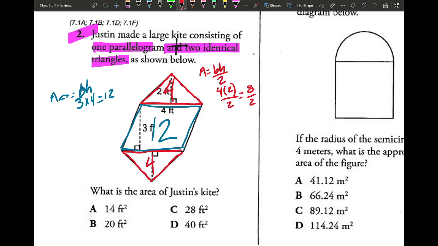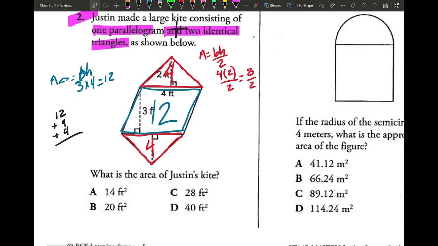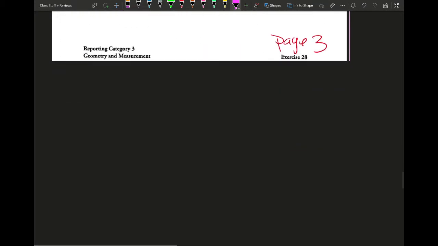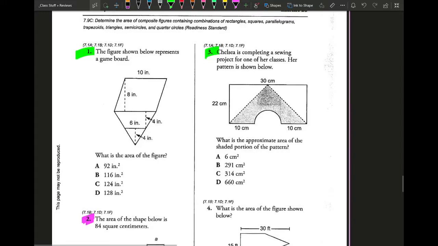Now, I can just add all the big numbers. 12 plus 4 plus 4. And that's going to give me what? 20, which is B. Boom, you're done. If you don't divide by half over there, it's going to give you one of those other answers right there. Make sure you always divide by half. Any questions so far? This is very similar to page 3, question number 1.